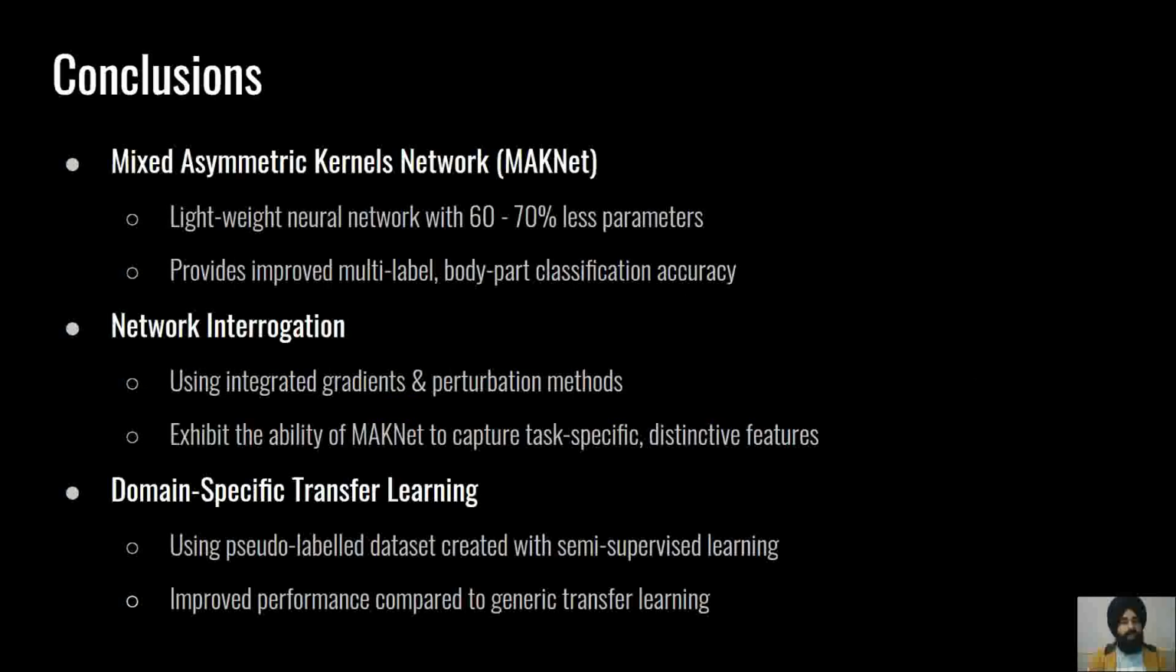In conclusion, we demonstrate the utility of our proposed lightweight architecture with 60 to 70% fewer parameters in providing improved multi-label body part classification accuracy. We have also interrogated the network using attribution and perturbation techniques to understand its predictions. We are successfully able to produce a large medical dataset with meaningful pseudo-labels that can boost the network's performance. We also demonstrated the benefits of using domain-specific transfer learning with the help of a comparison experiment with cross-domain weights.